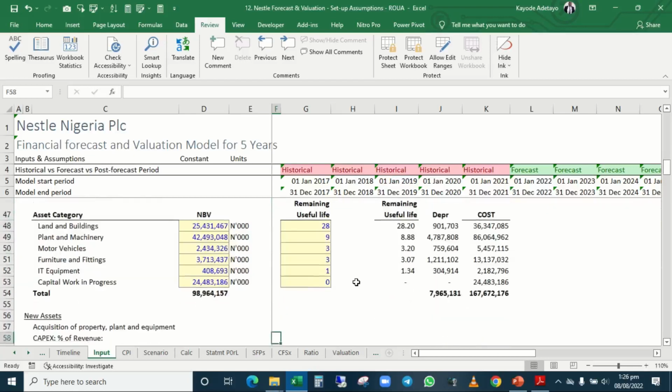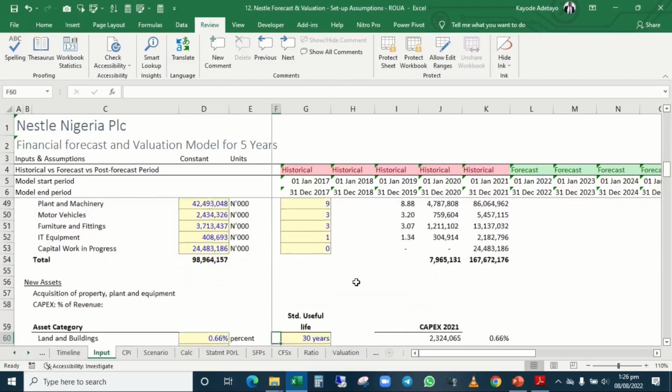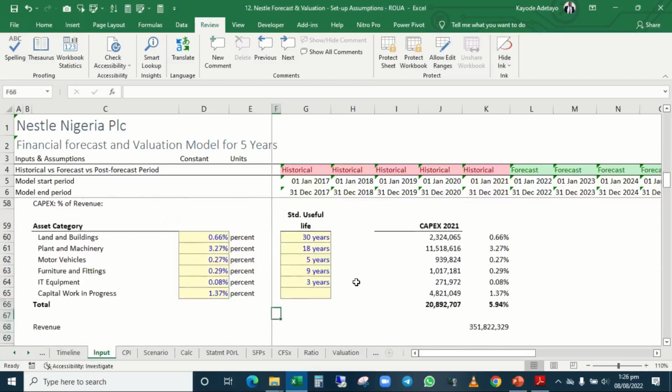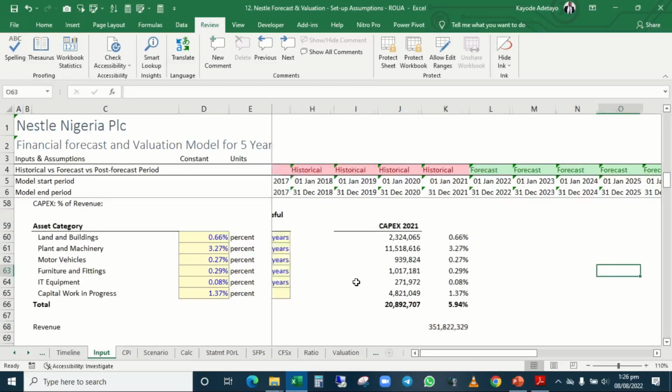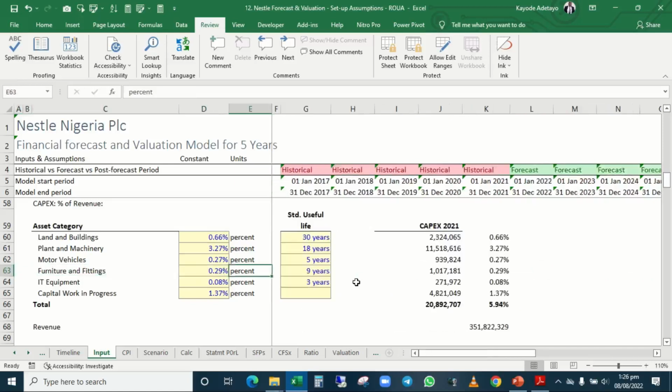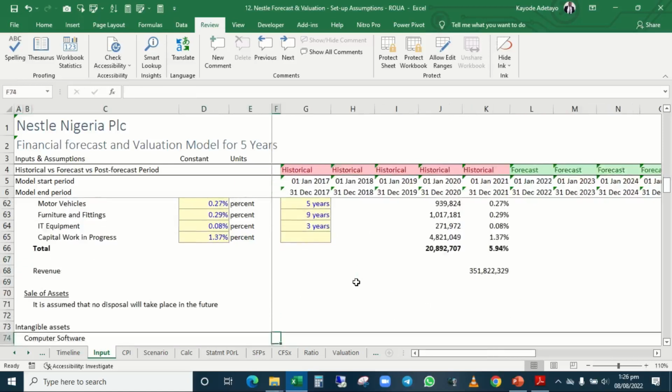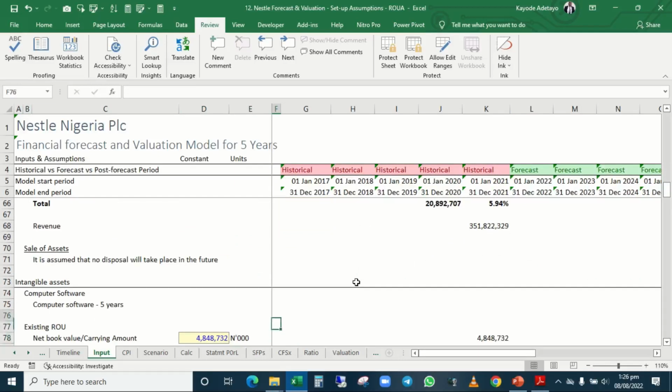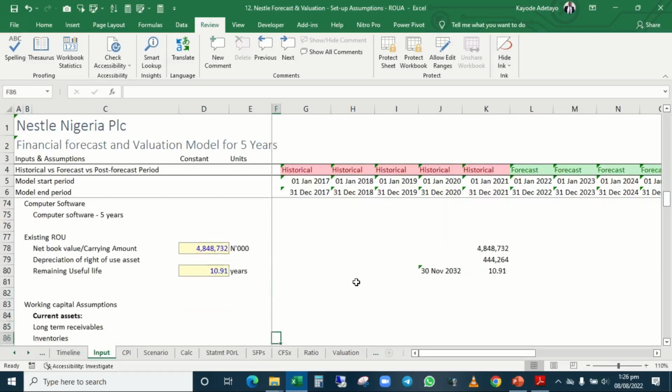I think we're done. These are constant assumptions, so they are not expected to change under the forecast period. They are constant for every year. So I think we are clear now on right of use and all the long-term assets, except for working capital. I'll see you in the next video for working capital. Thank you.